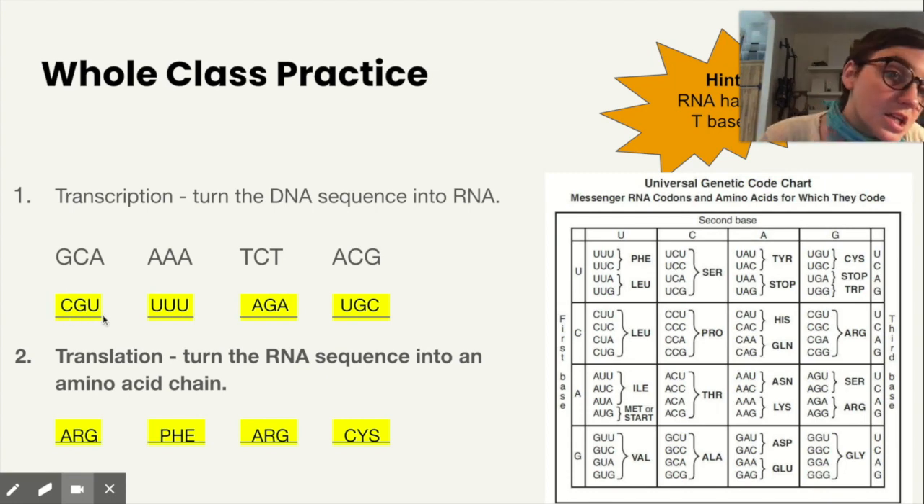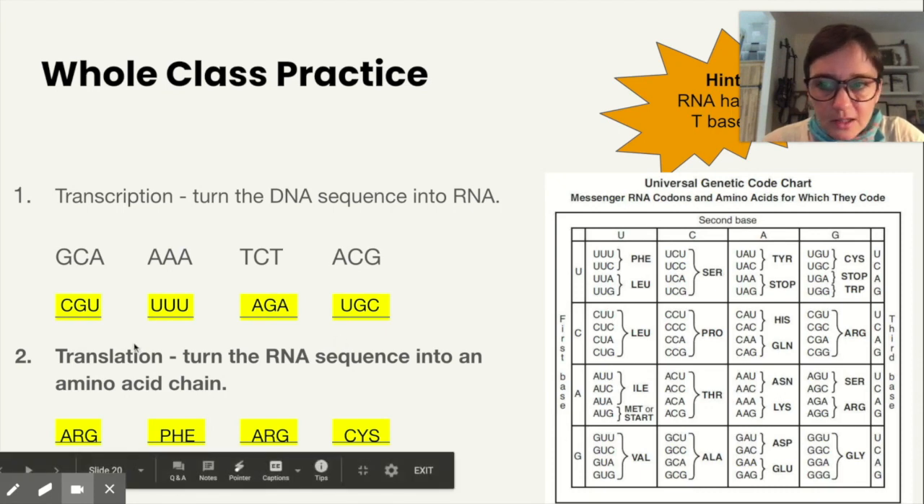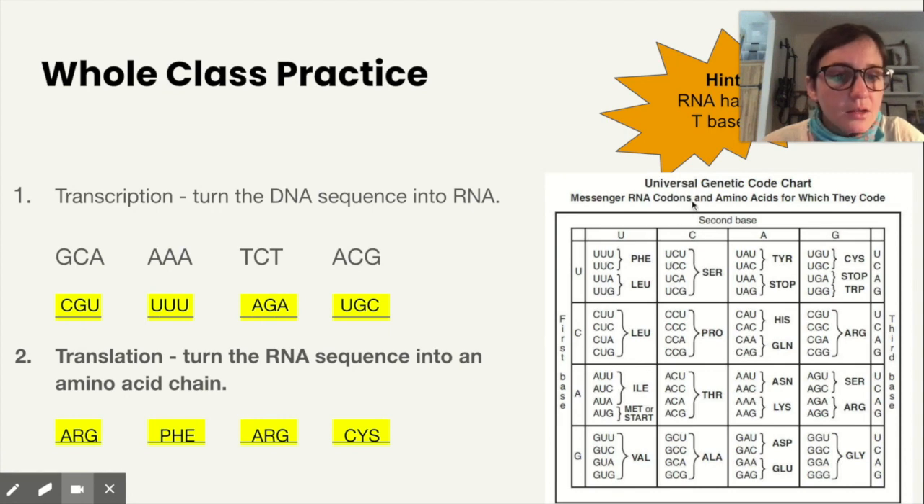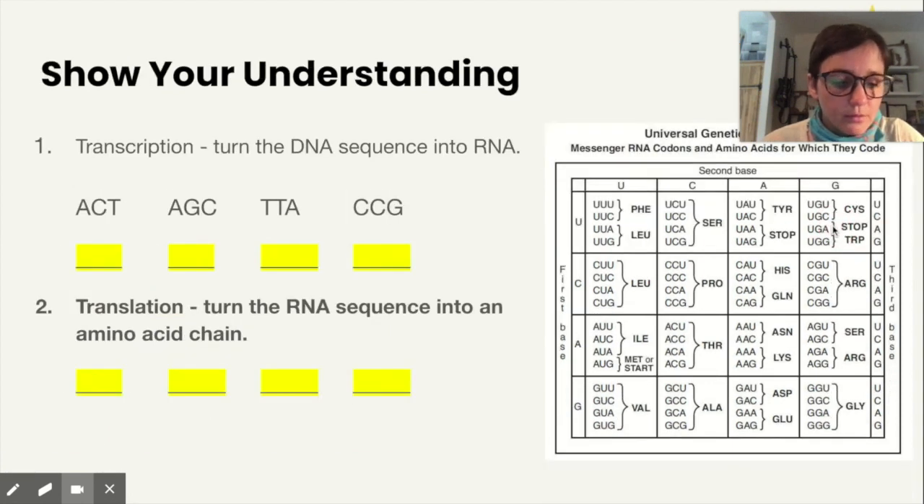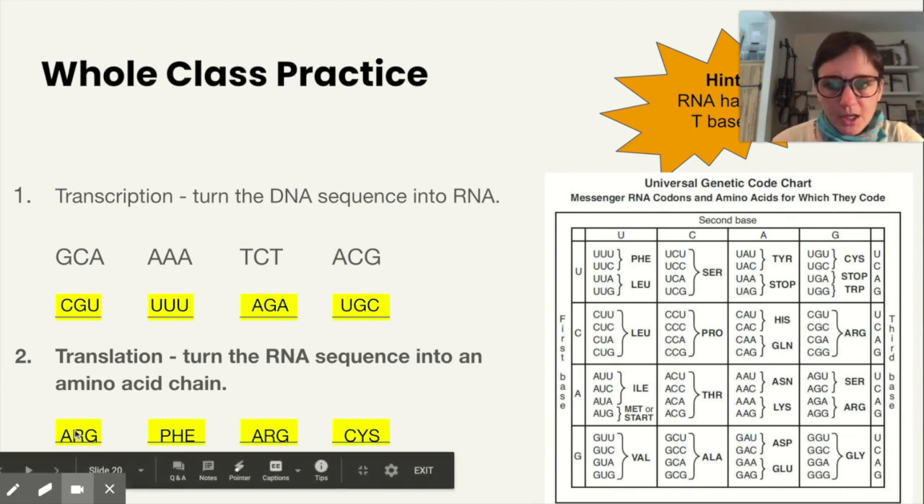So this chart is actually really handy. It's going to tell me my first base is C. So I'm going to find my C. And my second base is G. I'm going to find my G, and I'm going to find where those intersect. So I'm going to follow my C's along until I end up with G's. Now I have my C's and G's. So this one ends in U. CGU corresponds to ARG. So I'm going to type ARG right down here.